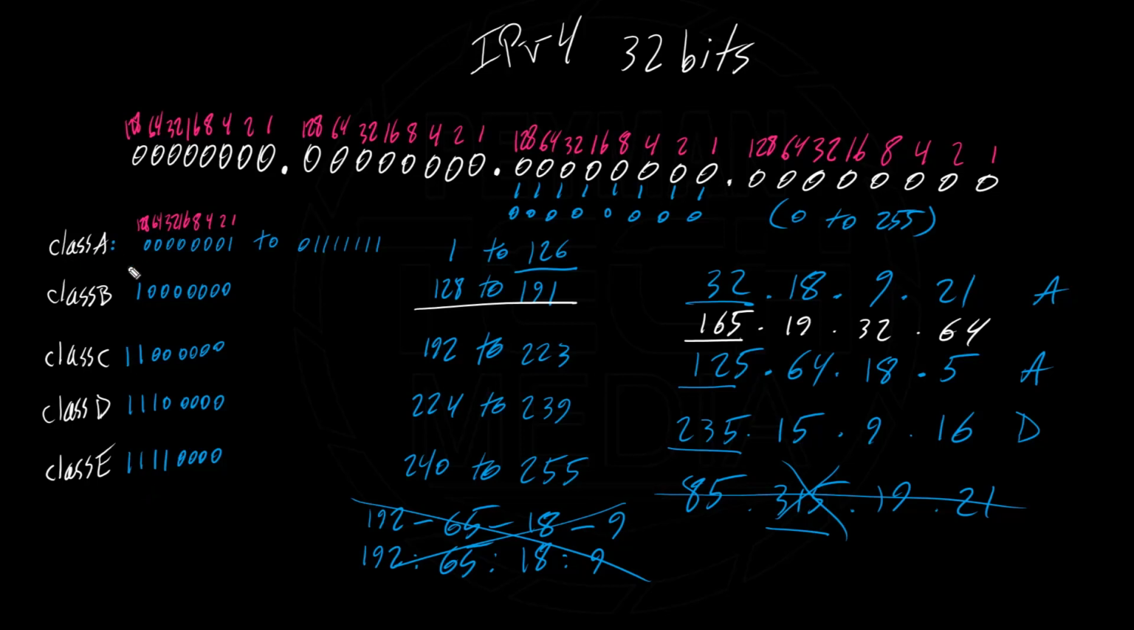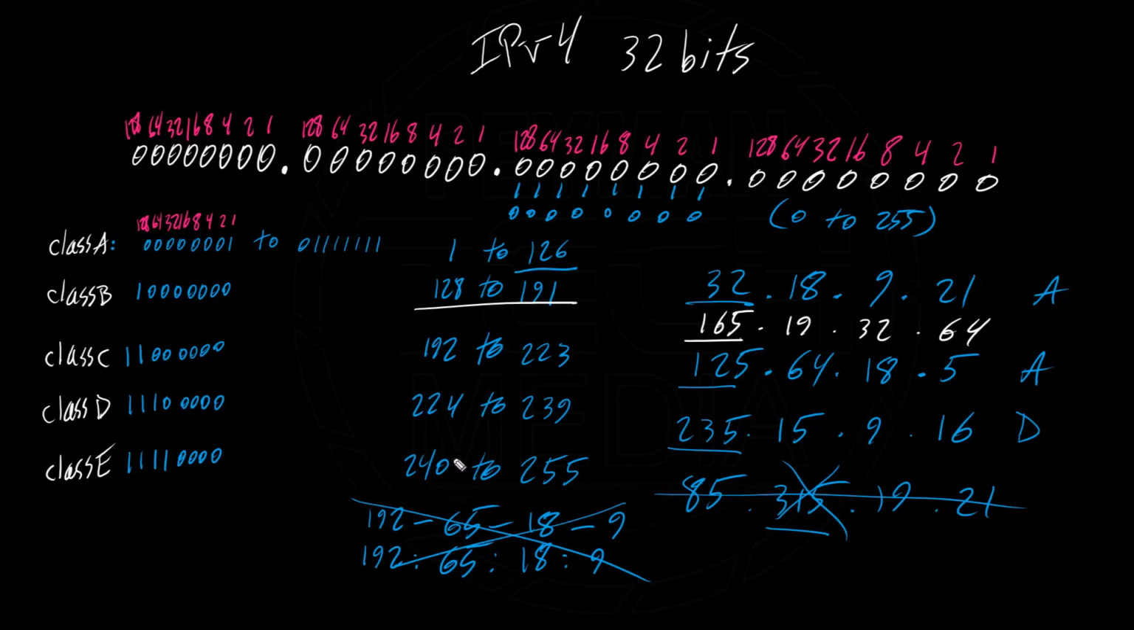We can see the first 3 classes are used for hosts and interfaces, and class D is used by routing protocols and routers, that's a multicast address, and class E is for scientific and research purposes. And the ranges: class A, in the first octet, goes from 1 to 126. Class B, 128 to 191. Class C, 192 to 223. Class D, 224 to 239. And class E, 240 to 255.